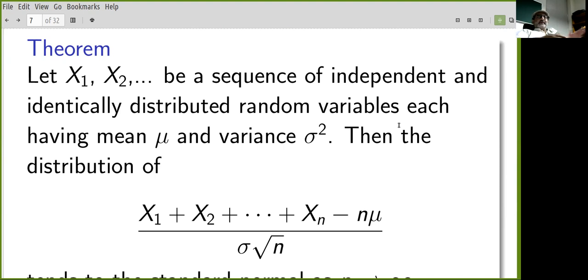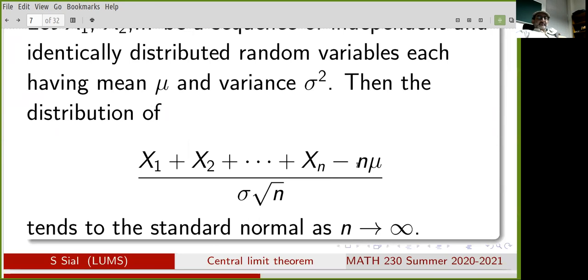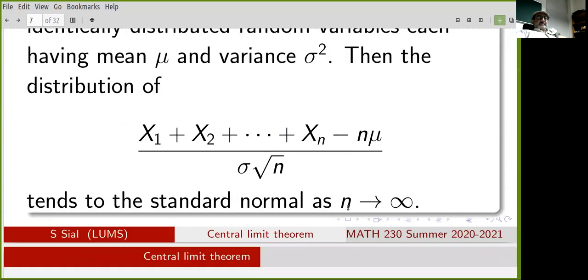We take n of these independent, identically distributed random variables. We take a new random variable, which is their sum. And then I normalize it. I subtract off the expectation of the sum, and I divide by the standard deviation of the sum. The central limit theorem says basically that this tends to the standard normal as n goes to infinity.